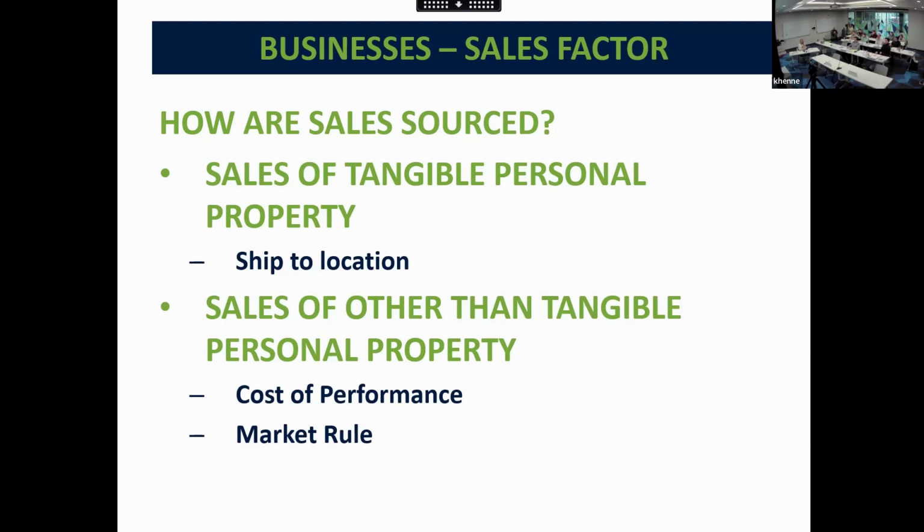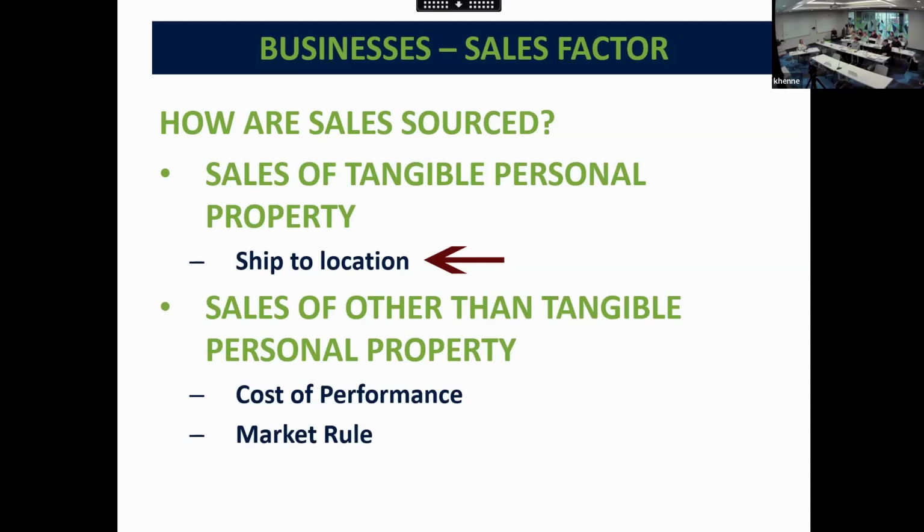So if you were just selling, I don't know, beef or something, you source your sale to wherever you're shipping to. So we could be shipping out our items all out of Nebraska, but none of that would be sourced in Nebraska if it's all going to other states. So if all of our sales were being shipped to Iowa, we would have no sales in Nebraska because our ship-to location is Iowa, not where we're shipping from.